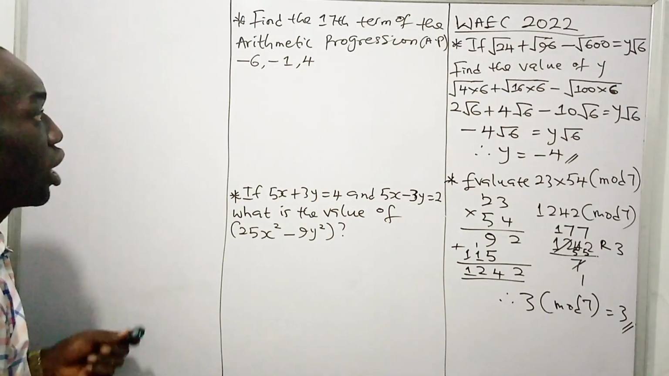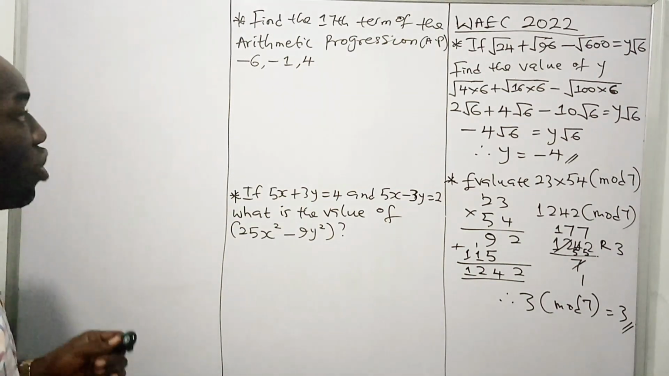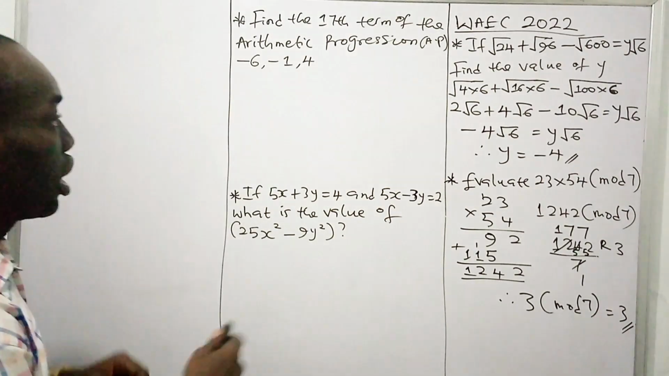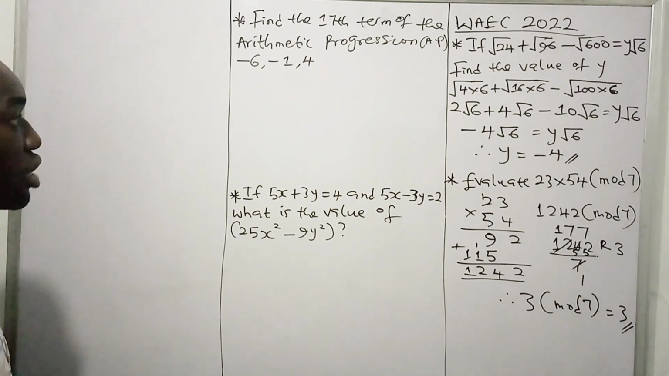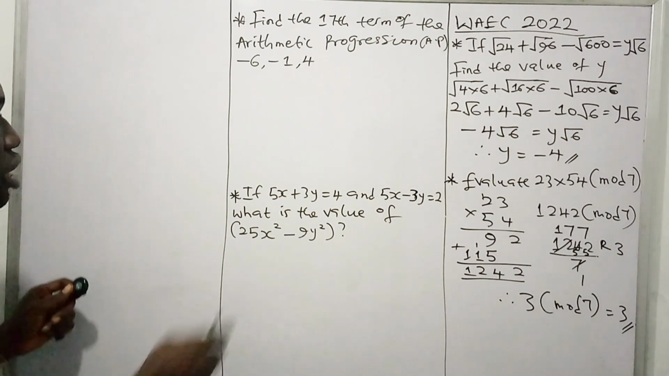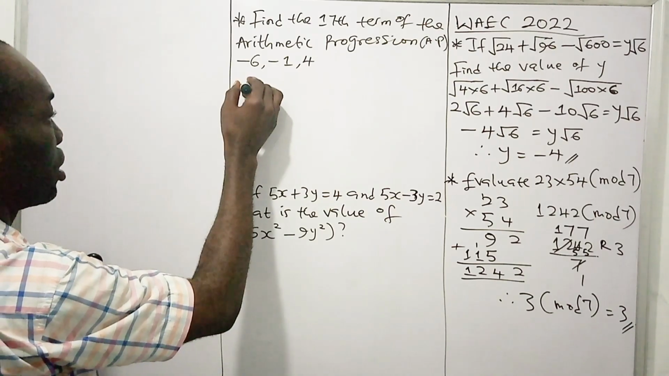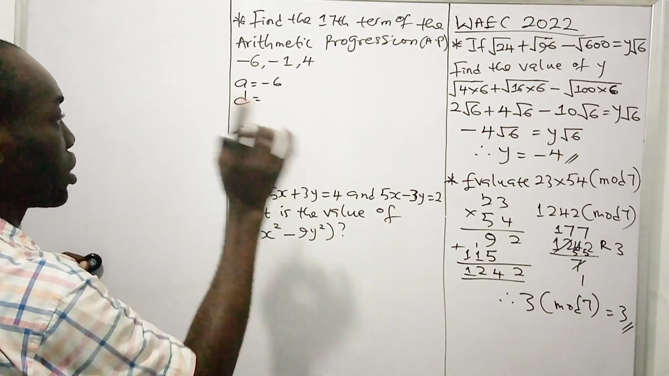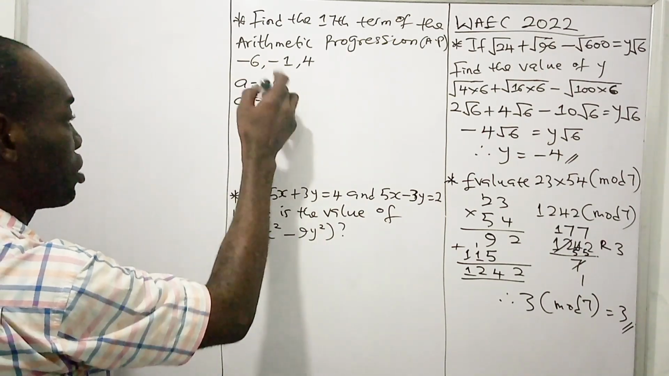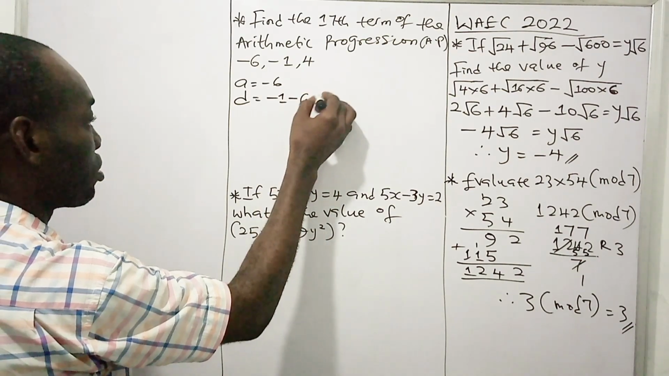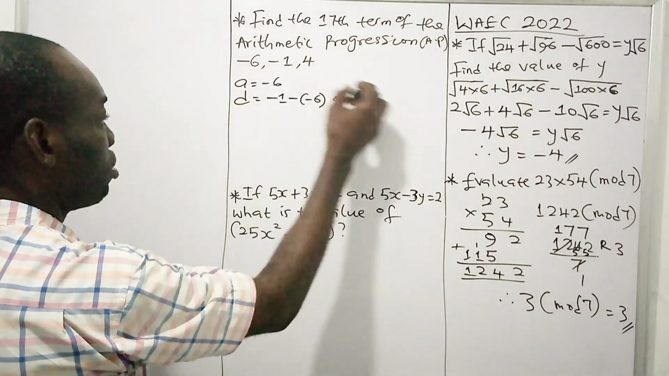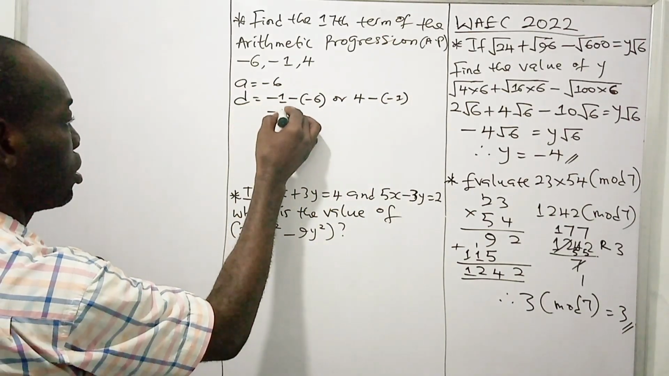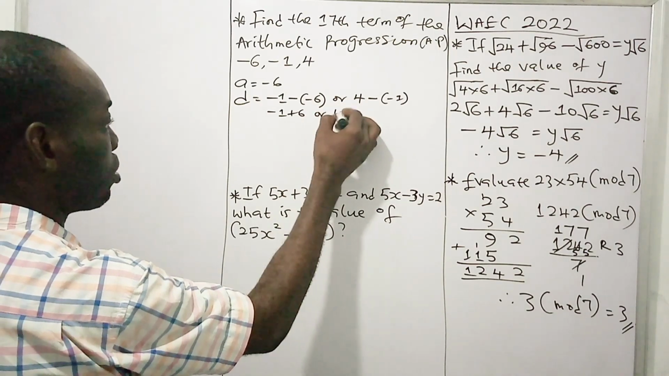Now, let's get to this. We're asked to find the 17th term of the arithmetic progression, AP. Here we have minus 6, minus 1, 4 as the terms in that particular sequence. Our first term, which is a, is minus 6. Then our common difference, which is d, we get by subtracting the first term from the second term. So that will be minus 1 minus minus 6, or 4 minus minus 1, either of them. So minus minus 1 becomes plus 6, or here becomes 4 plus 1.